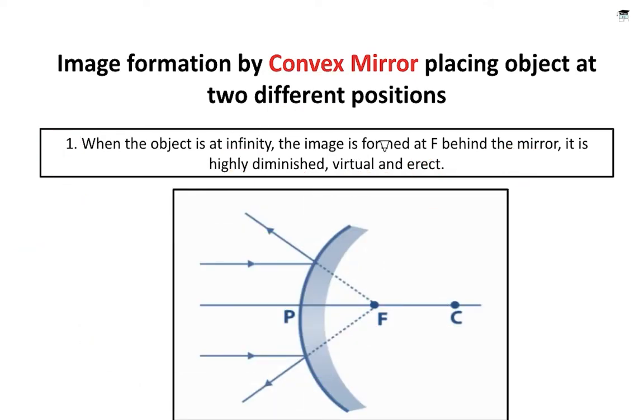Okay, so let's see the image for this case when the object is at infinity. Again, when the object is at infinity, the rays are parallel to the principal axis. After reflection, these rays diverge in this direction, but they appear to be coming from the focus. They appear to be meeting at the focus. So the image is formed at F behind the mirror. It is highly diminished, highly smaller in size, virtual and erect.